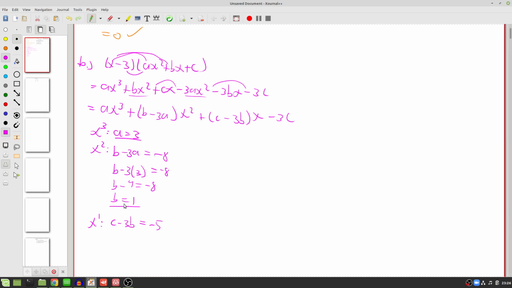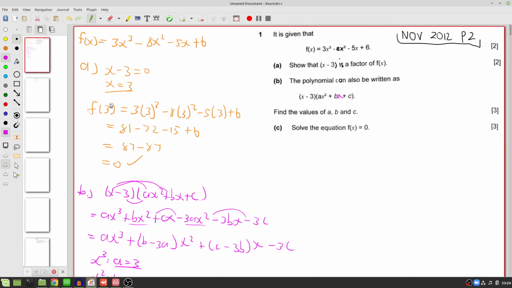Now again, we already know what b is, so we can plug that in. So c minus 3 times b equals negative 5. This gives us negative 3, and if we take it over, we get negative 5 plus 3, which is negative 2. And there we have it, a, b, and c. Fantastic.